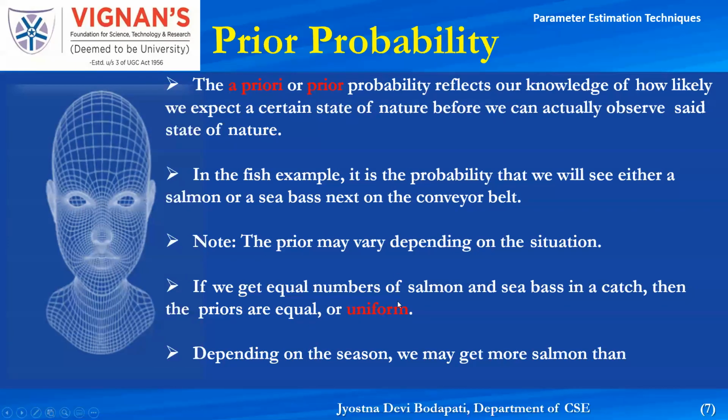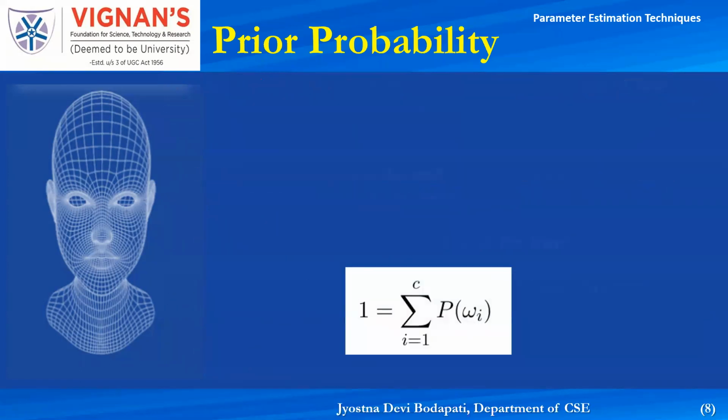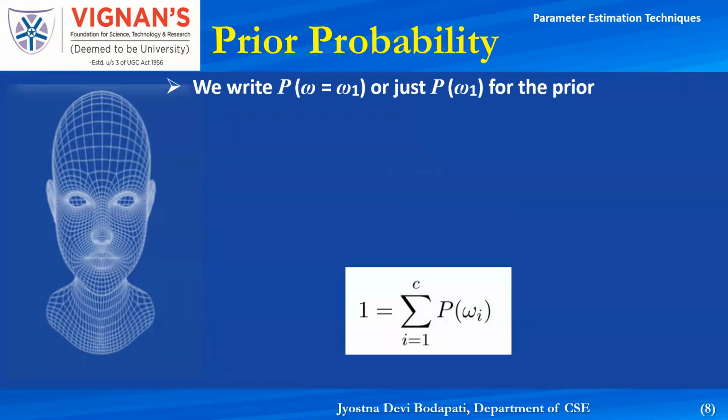Okay. So do you understand what the prior indicates? Prior just gives you the prior knowledge of the state of nature, that is, about the classes. What is the percentage of the samples that belong to the class? That's all. That's about the prior probability. Now, depending on the prior probability, can we take decisions? That's what the question is. Before proceeding further, let's see the notation used for the prior probability.